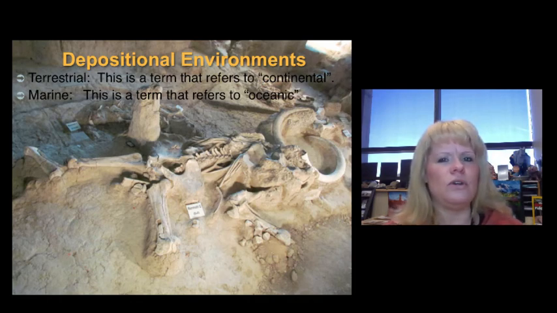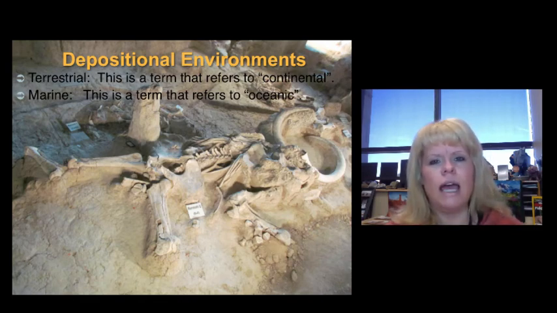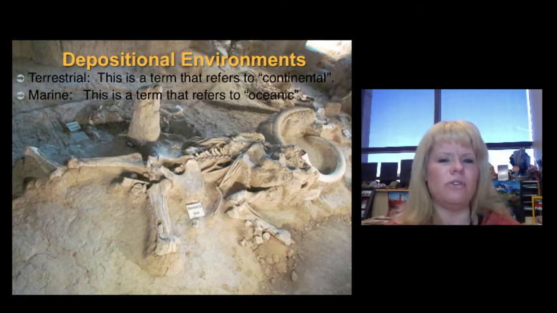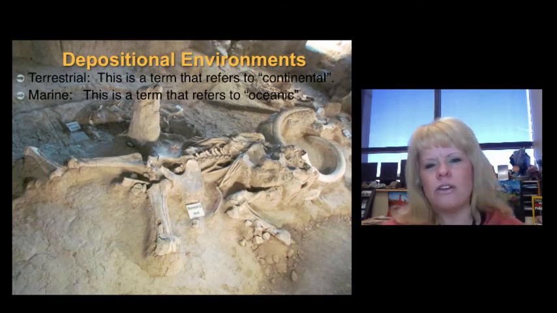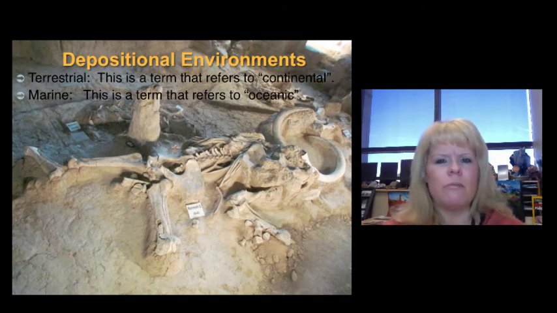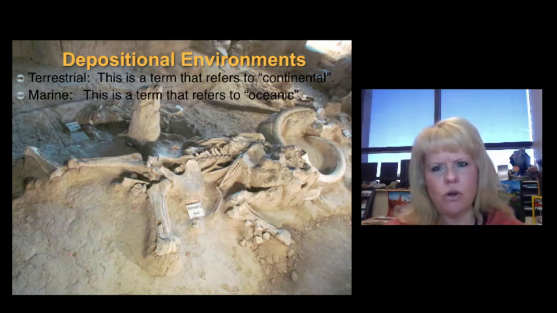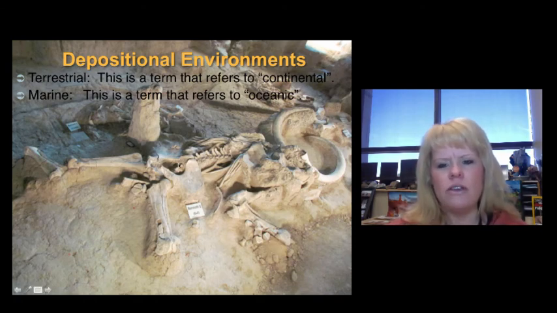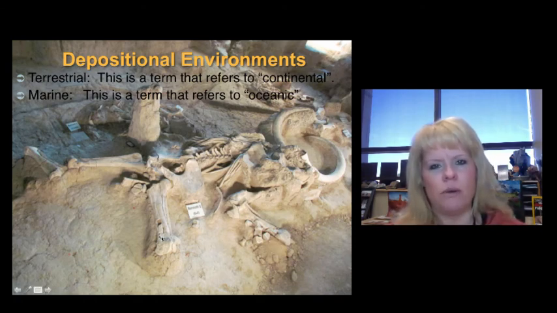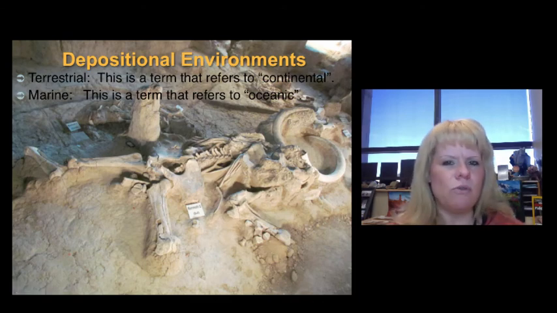Marine refers to ocean-derived environments. So that could be near shore, shoreline, that could be a lagoon, that could be the abyssal plain at the bottom of the ocean, that could be the continental shelf, the slope, that could be a mid-oceanic ridge. There's a lot of variety as to where a marine rock could be formed. So when we're talking terrestrial, we're talking about continental. Obviously, this mammoth didn't hang out swimming in the ocean, right? So he would be a terrestrial derived environment that he lived in.